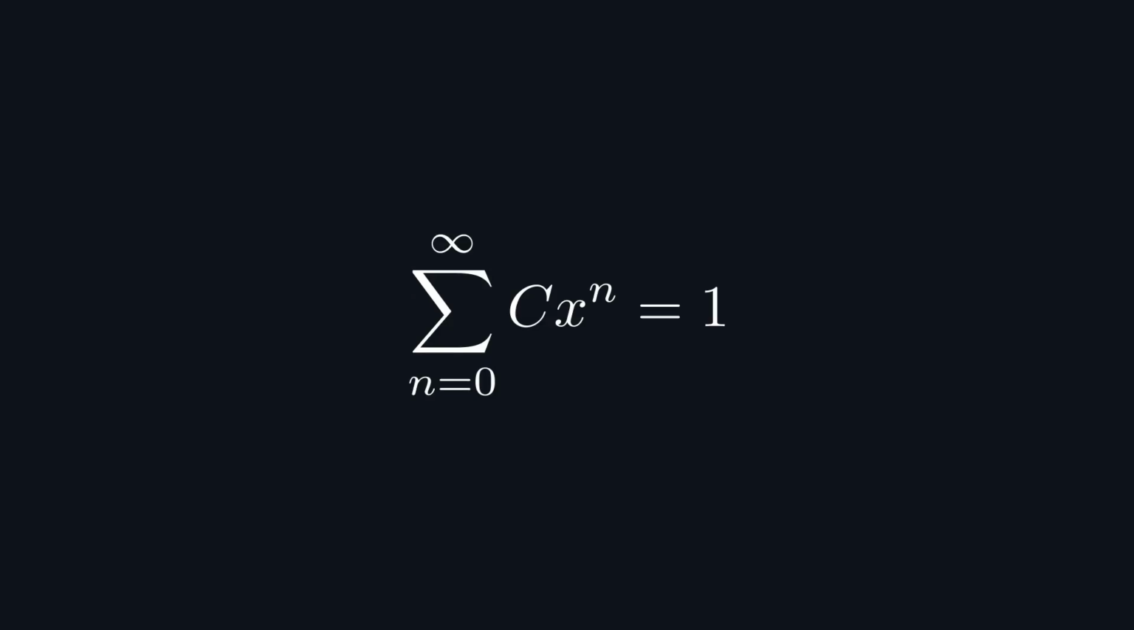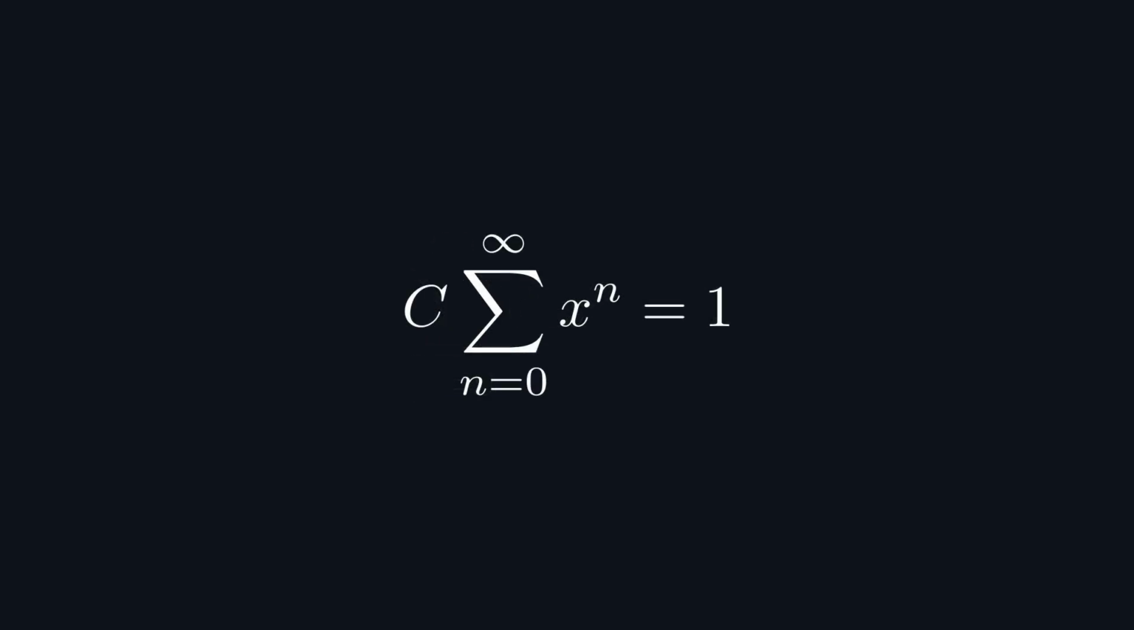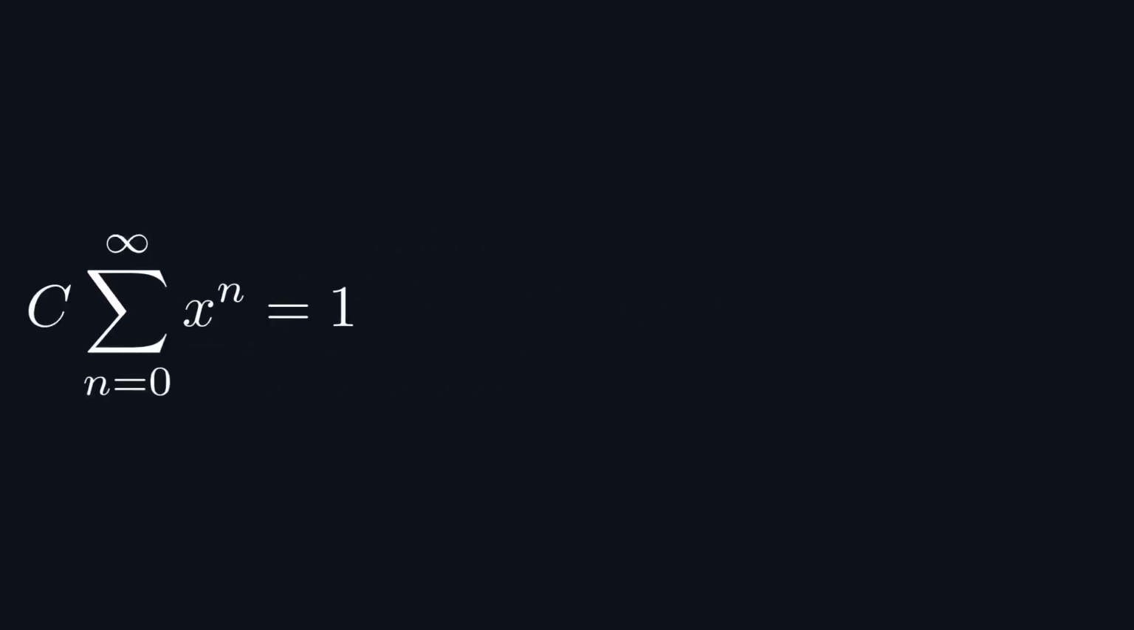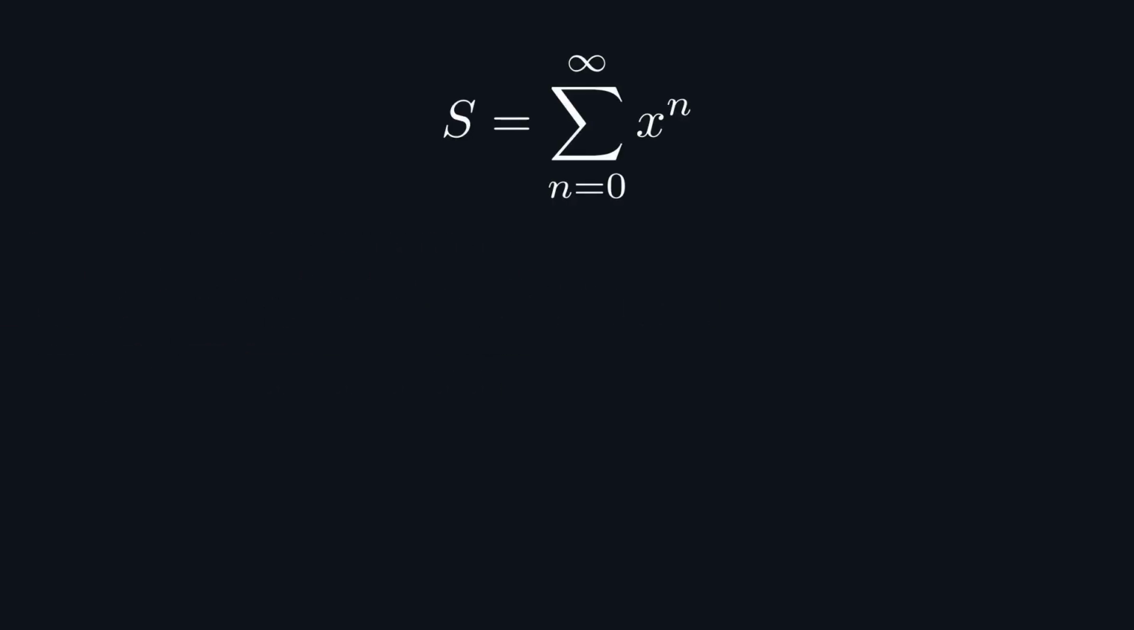Since C is a constant at every value of n, we can factor it out of the summing part of the equation. That leaves us with the task of finding the value of the sum to infinity of x to the power of n, which is actually a well-known geometric series. Let's define the sum to infinity of x to the power of n as S. Then we can calculate the first three terms. S equals 1 plus x plus x squared, and it goes on in this pattern.